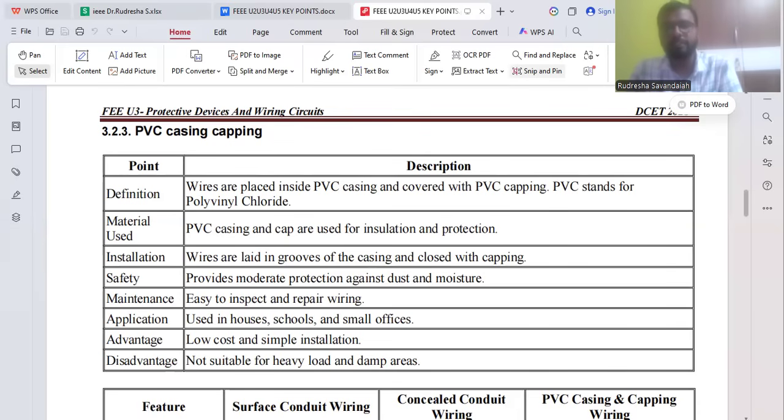Material used: PVC casing and cap are used for insulation and protection. Installation: wires are laid in grooves of the casing and closed with the capping. Safety: provides moderate protection against dust and moisture. Maintenance: easy to inspect and repair the wiring. Application: used in houses, schools, and small offices. Advantage: low cost and simple installation. Disadvantage: not suitable for heavy loads and damp areas. This is the PVC casing capping.